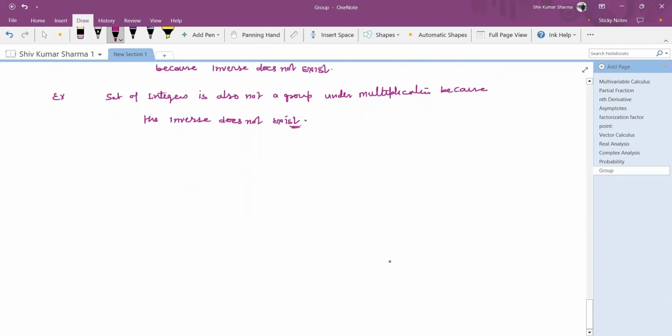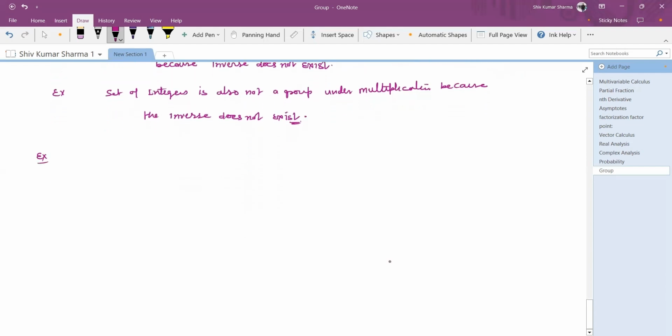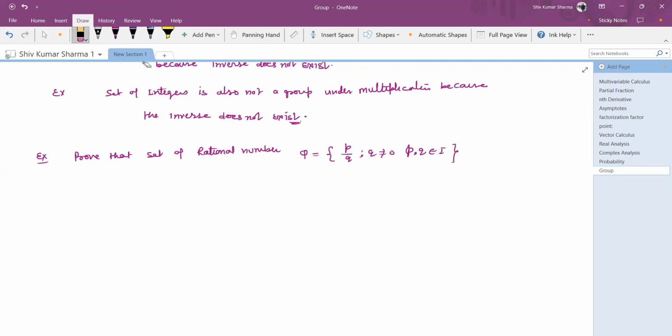Okay. So now we move to a further example. Prove that the set of rational numbers, denoted as Q, which can be written in the form P upon Q, where Q is not equal to 0 and P and Q both belong to the set of integers, is an abelian group.